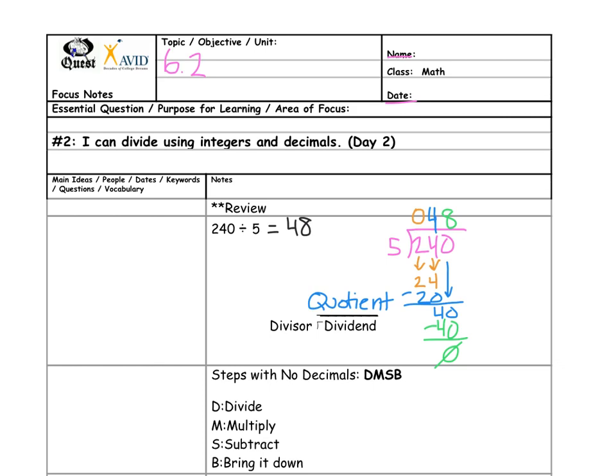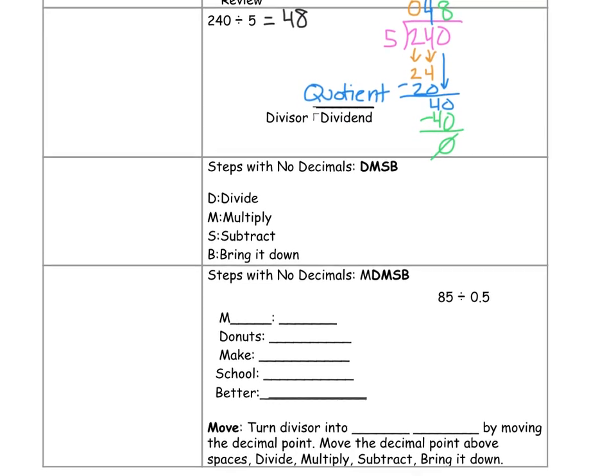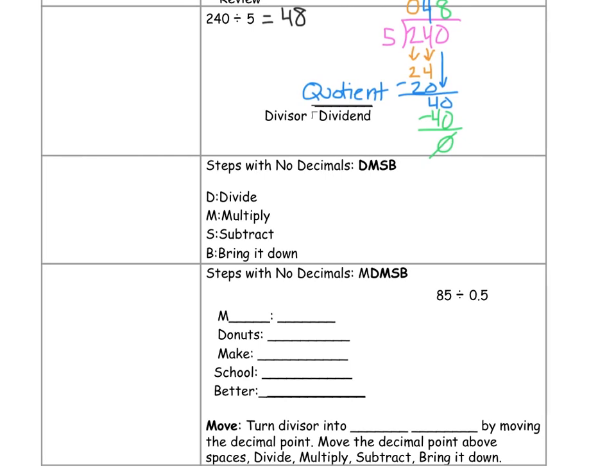So, just to review, the number under our division bar is called the dividend. What we're dividing by is the divisor, and then the answer is the quotient. Just keeping those in mind as we continue. So, the last video we talked about the steps that we use when we don't have decimals.